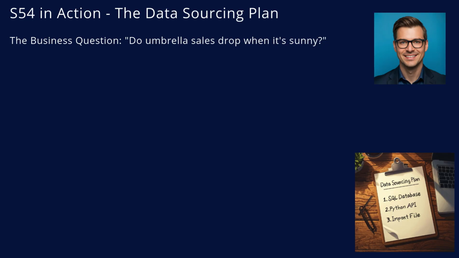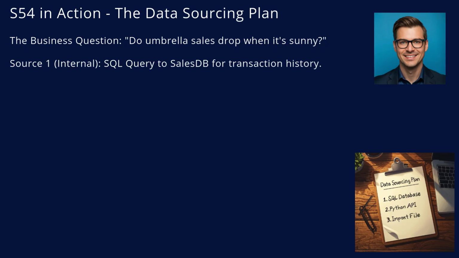Let's walk through a practical plan. The business asks, we sell a lot of umbrellas. I want to know if our sales are actually related to the weather. Instead of feeling overwhelmed, you create a structured extraction plan. First, source identification. You need sales data that lives in the main database. You need store locations that comes from an internal web service. You need weather history that is open data.